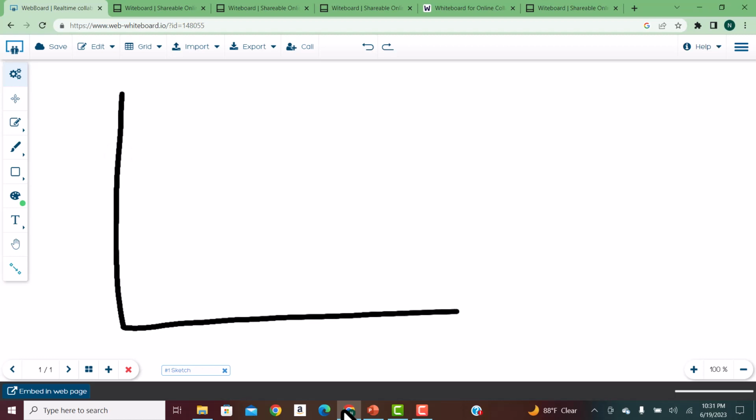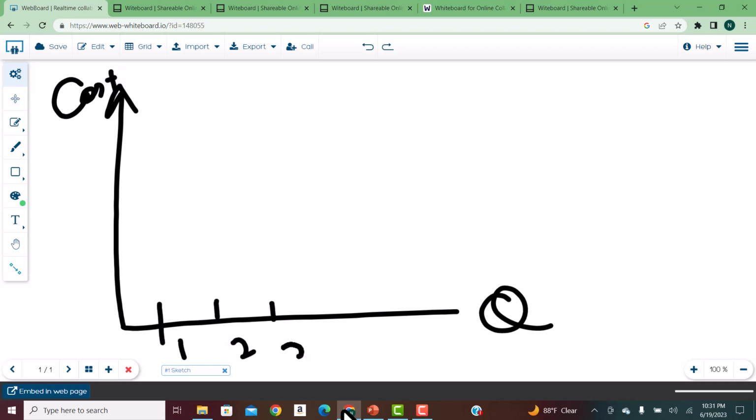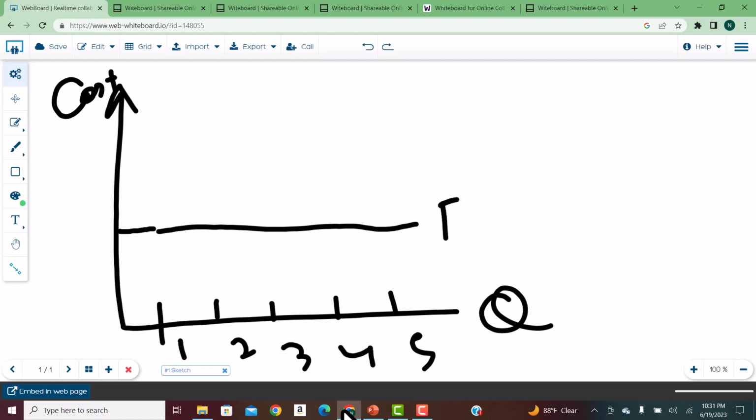So let's say we have quantity here and we have cost here. And as I said, as we produce more output, what happens to the different types of cost? If we produce more output, your fixed cost remains the same. It does not change. It's a horizontal line. No matter how many cell phones you produce, you still have to pay the same amount of rent. So the fixed cost stays fixed.